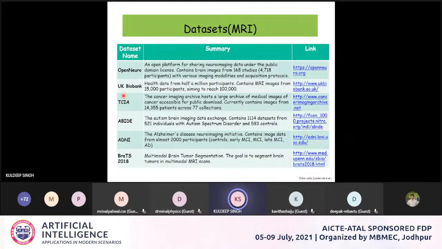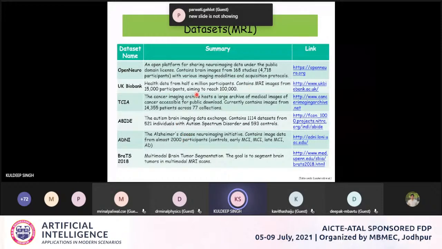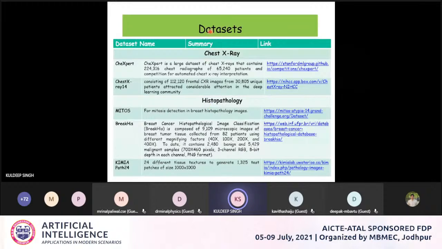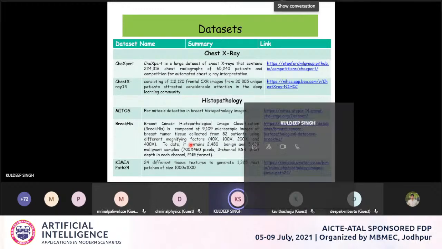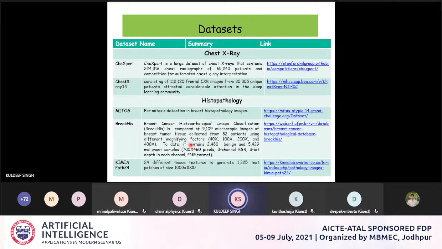So we have OpenNeuro, UK Biobank. Different data sets are proposed for different kinds of diseases. ABIDE, ADNI, BRATS. So there are n number of data sets available for research purposes. Similarly, for chest X-ray images, we have CheXpert, ChestX-ray14. For histopathology, we have MITOS, BRACHS, CAMELYON. You can build your own models on these data sets, and compare the performance with other models proposed and tested on these data sets.